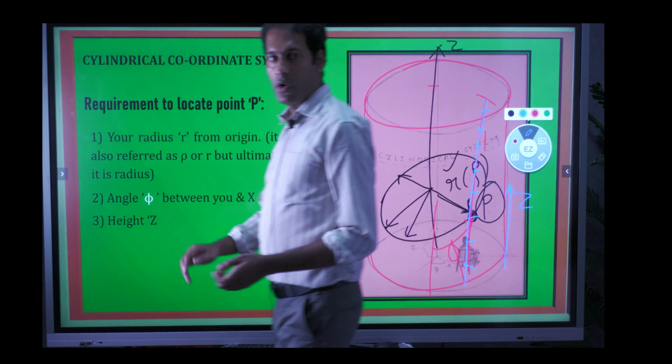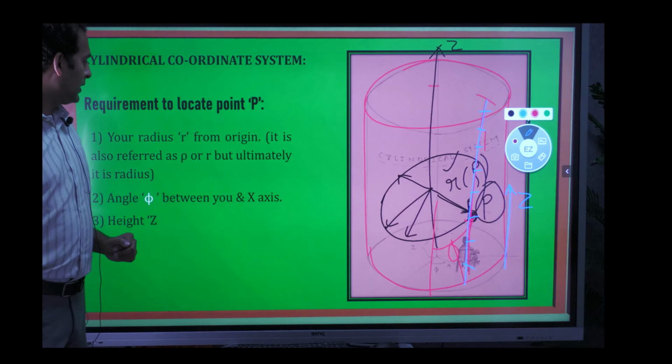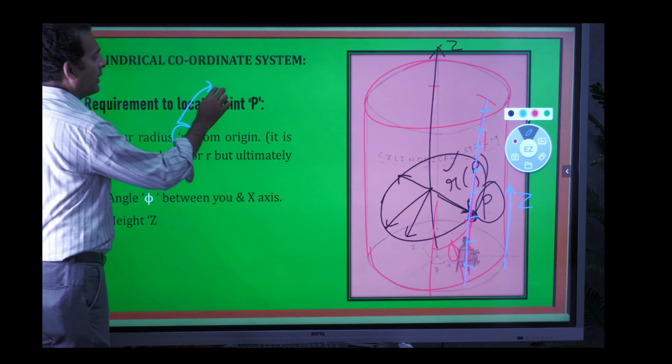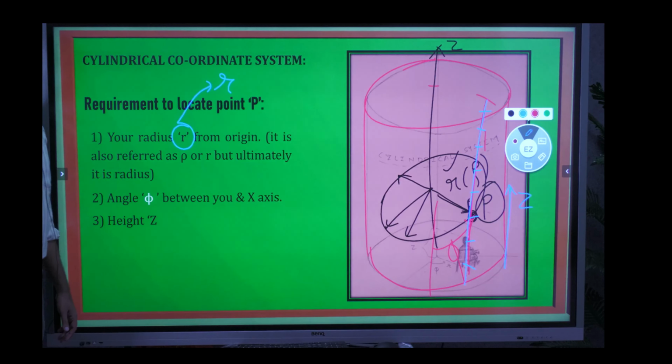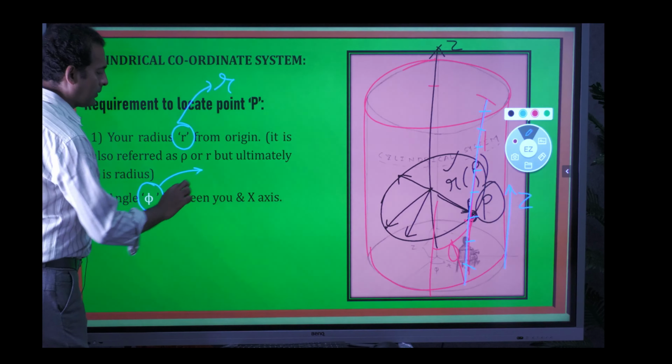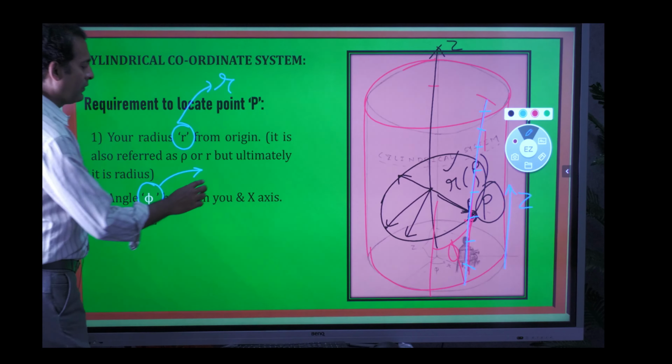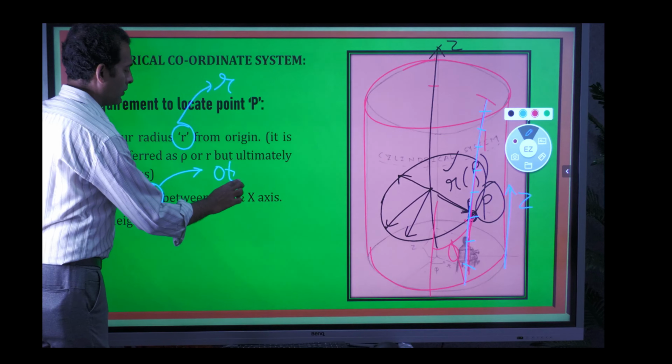So what are our new coordinates now? For the cylindrical coordinate system, we require the radius r, how far the point is from the z axis, then the angle phi on the complete circle. What will be the limit for this phi? The limits will be 0 to 2 pi.